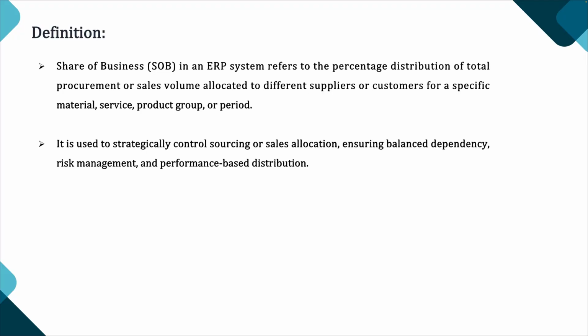In this video, we are going to learn about share of business. So what do you mean by share of business? Share of business in an ERP system refers to the percentage distribution of total procurement or sales volume allocated to different suppliers or customers for a specific material, service, product group or period. It is used to strategically control sourcing or sales allocation, ensuring balanced dependency, risk management, and performance-based distribution.